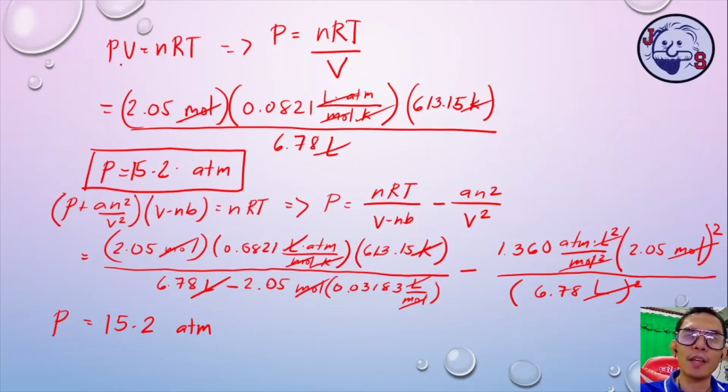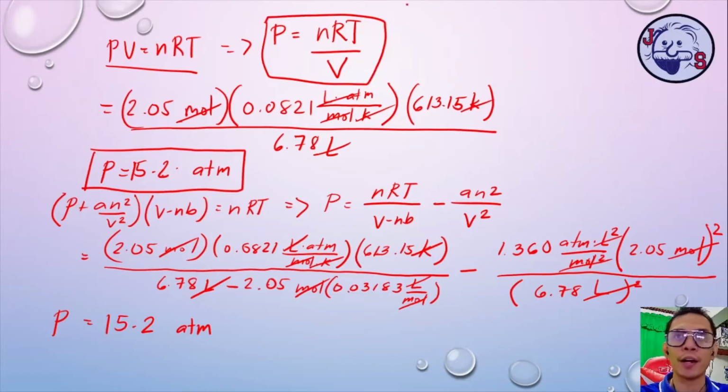In the ideal gas law, we derived the equation in order to compute for the pressure, and here we are plugging in all the variables, canceling all the similar units. Don't forget the R value; it should be consistent with each and every unit that you have here. Canceling the similar units, we got 15.22, or 15.2 atmosphere, using the ideal gas law.